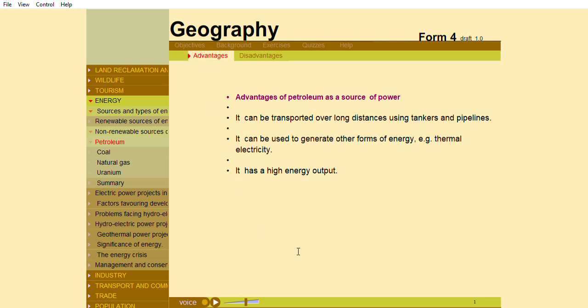Advantages of petroleum as a source of power. It can be transported over long distances using tankers and pipelines. It can be used to generate electricity.